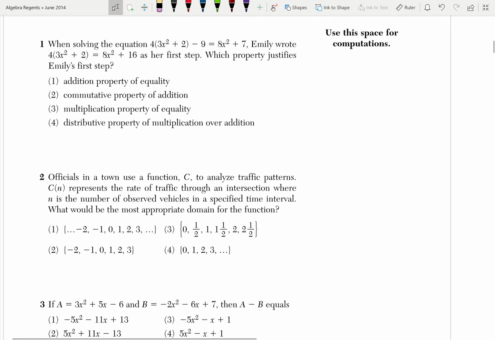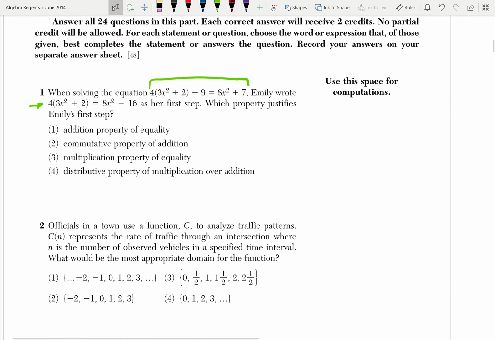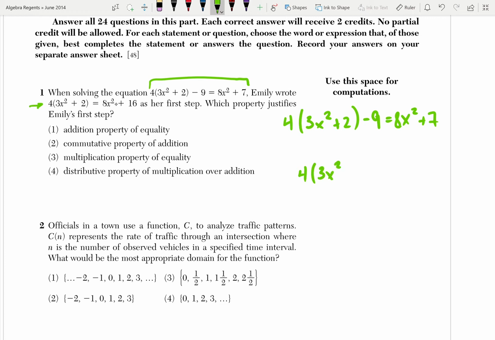So the first question says, when solving the equation here, Emily wrote the following equation here as her first step. Which property justifies Emily's first step? So in order to determine which of these properties applies to her first step, let's actually see what happened between the original equation and Emily's first step. So here we have the original equation, 8x squared plus 7, and then it became 4 times 3x squared plus 2 equals 8x squared plus 16.